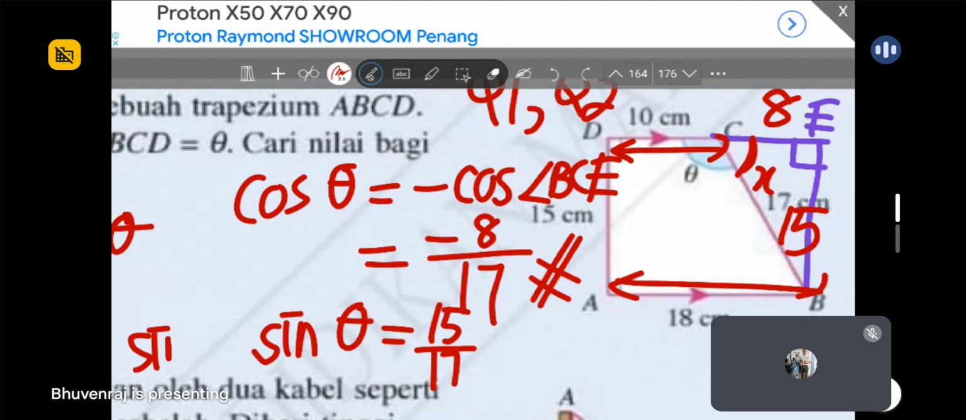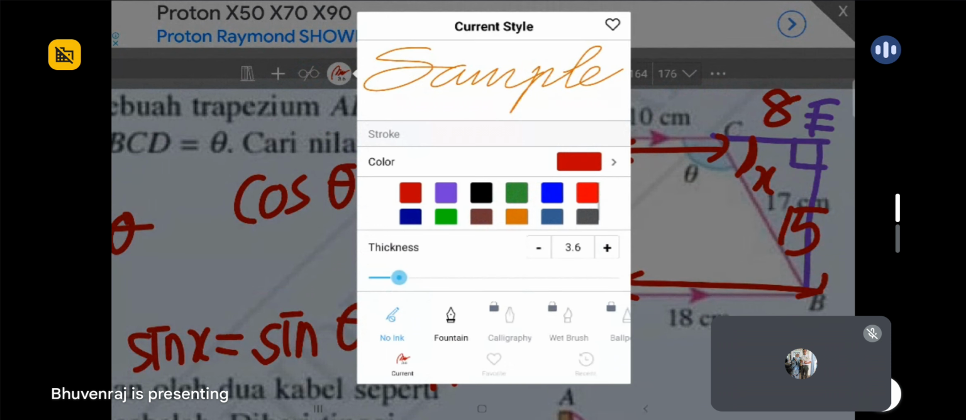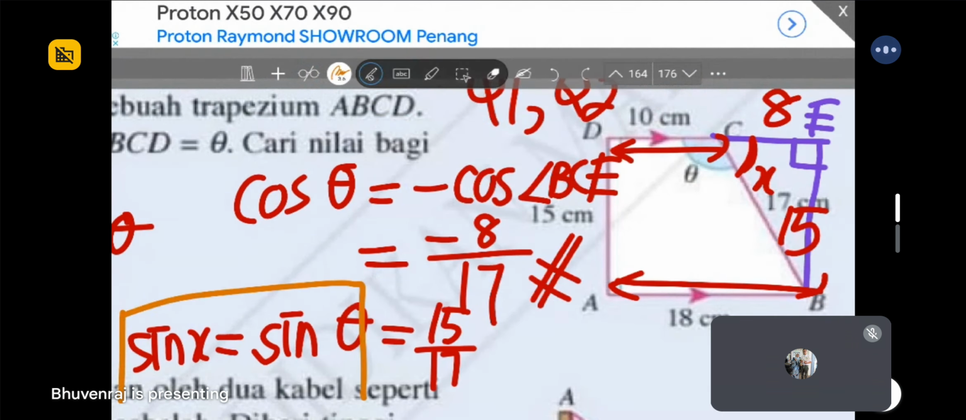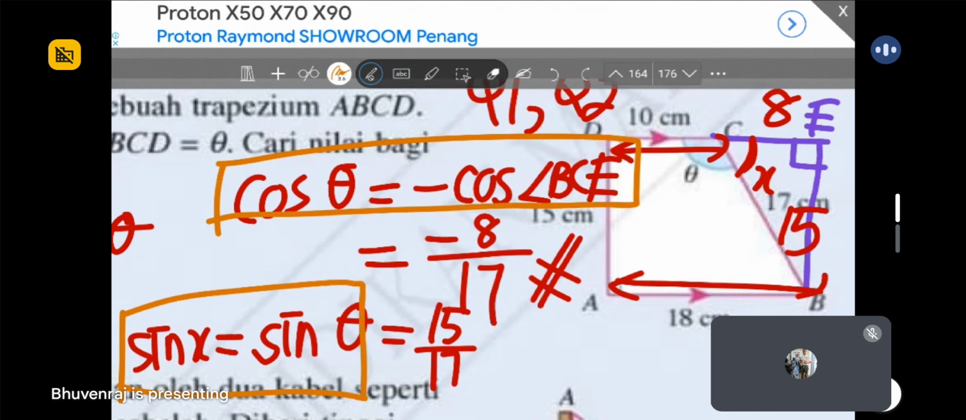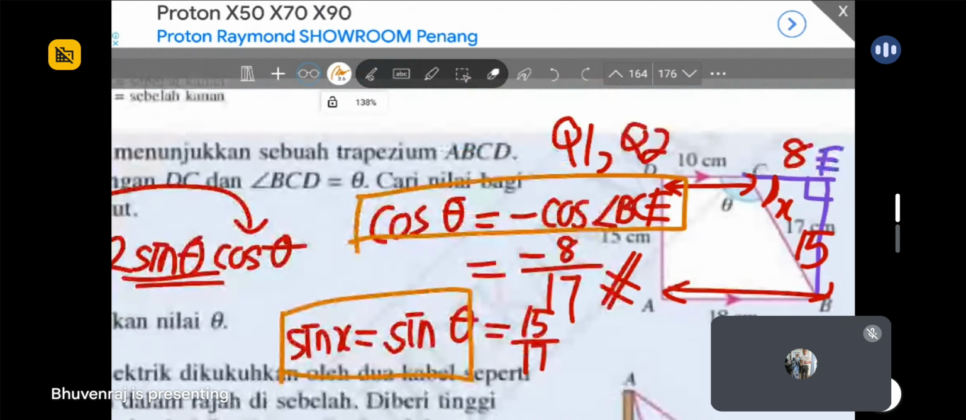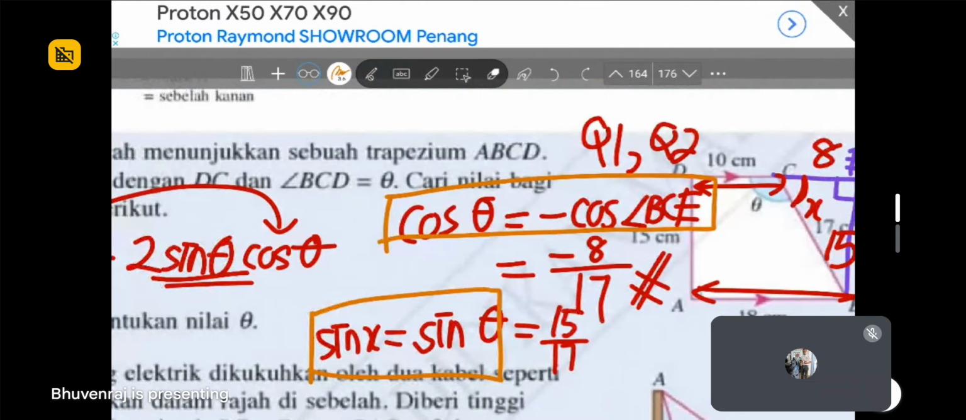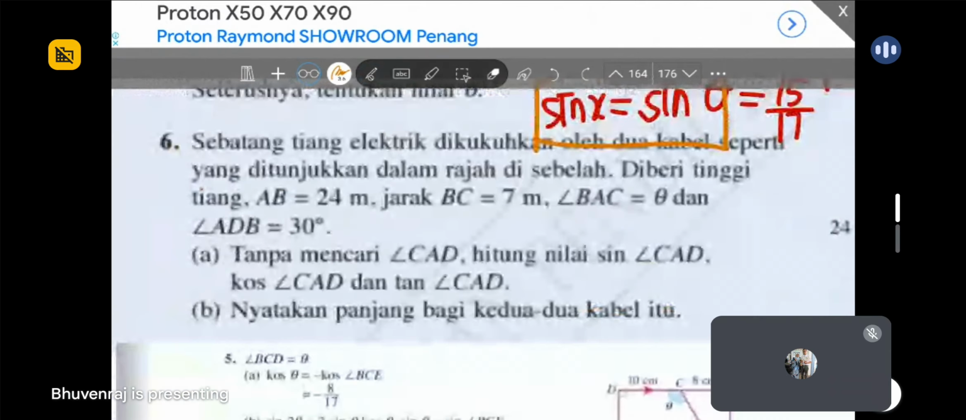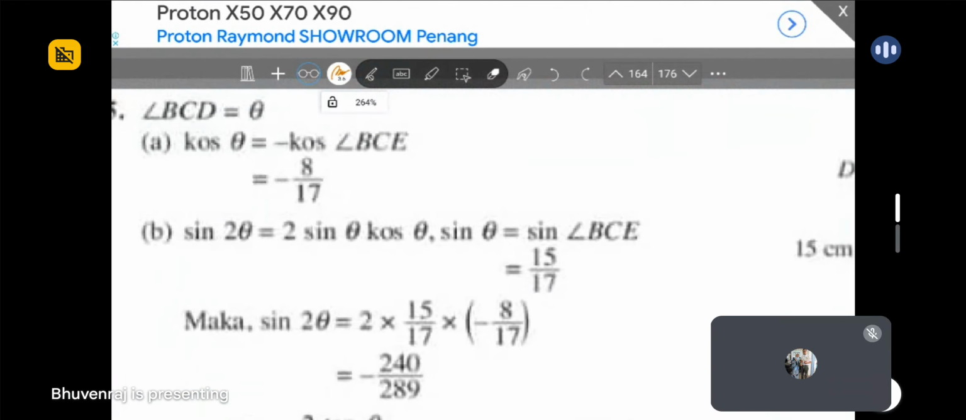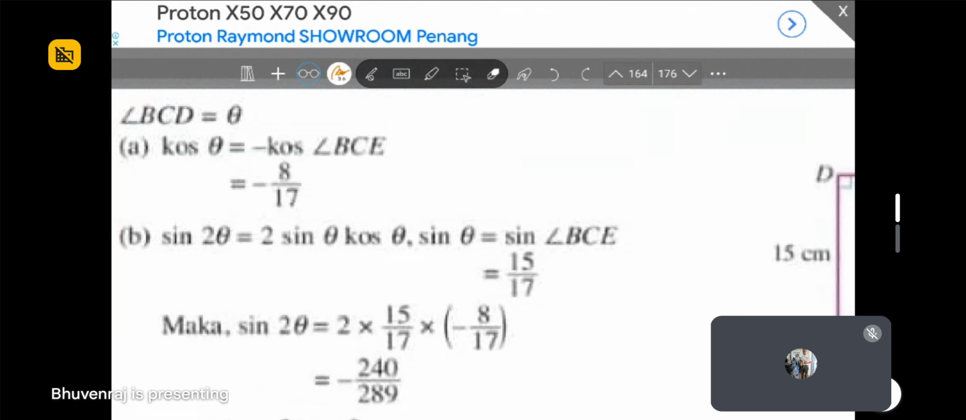So you must remember the relationship is sine x equal to sine theta. Kamu kena ingat yang ni. This is the relationship over here. Because sine is positive in quadrant 1 and quadrant 2. Sukuan kedua dan pertama sine dua-dua positif. So now you just sub lah your information inside the formula. So your answer will get negative 240 over 289. Like that only. Senang saja. Okay, alright.